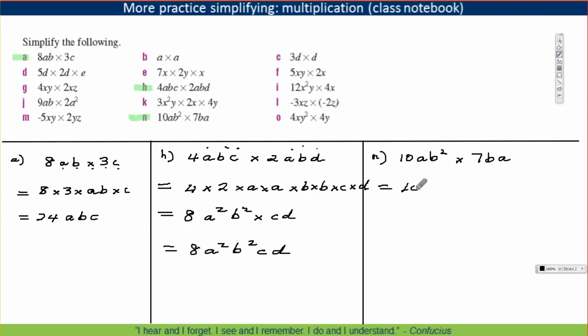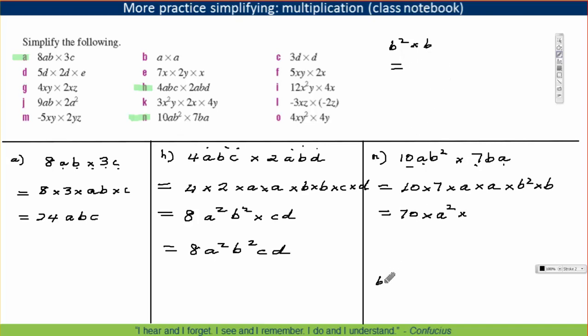So again, we have 10. I bring the 7 out. I've got 10 times 7, which is 70. Then we've got times by A, there's an A there, so another A. So that's times by A squared. Next, we've got a B squared times B. Now remember your power rules. Remember what B squared times B is.